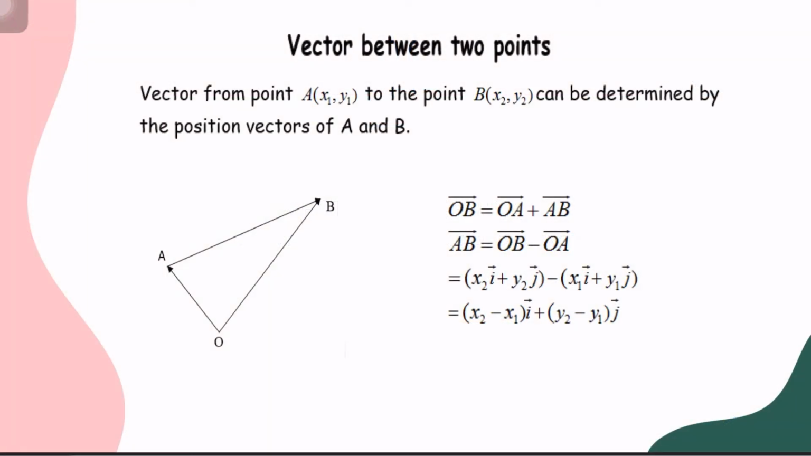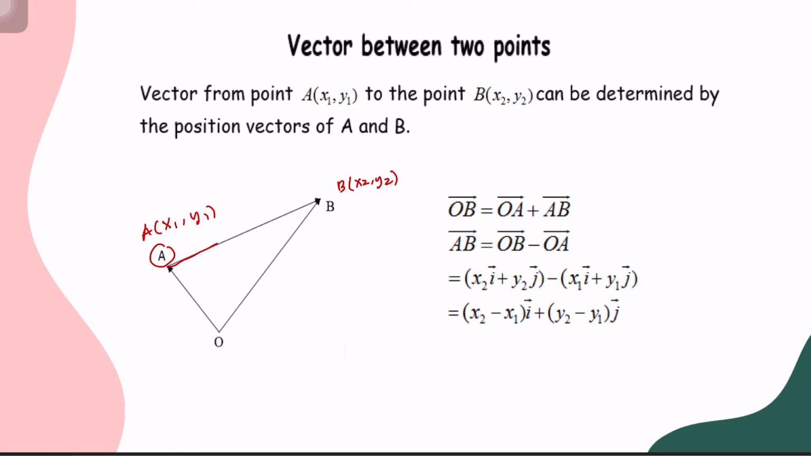Okay class, so now we want to see the vector between 2 points. What is the meaning of vector between 2 points? So let's say we have a vector from point A, x1, y1. So you have point A here. Then we have the point B, where point B is x2, y2. So the vector from point A to the point B.